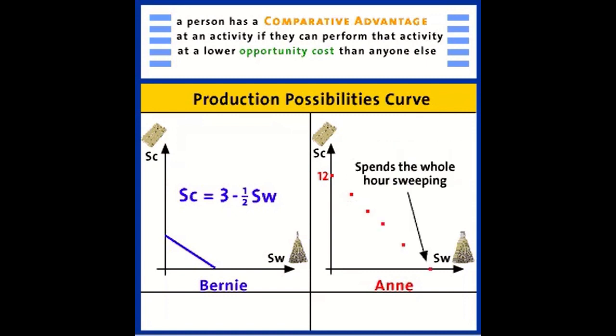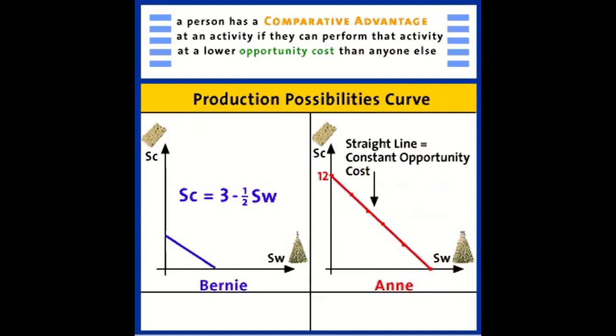What does that tell you? What does it tell you that Ann has a straight line production possibilities frontier? It tells you that her opportunity cost is constant. Anytime she wants to sweep an extra room, she gives up 1 room worth of scrubbing. Why is her opportunity cost constant? It's constant because her time and resources are equally well suited to providing each of the 2 services.